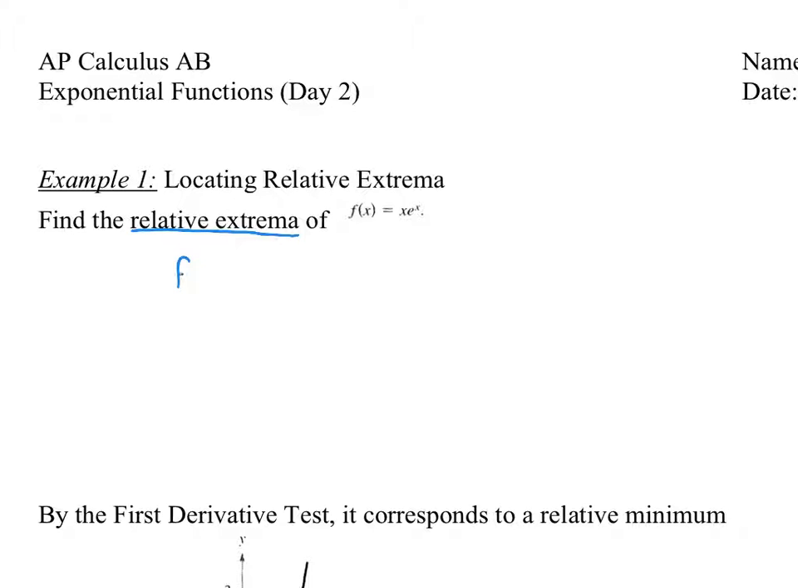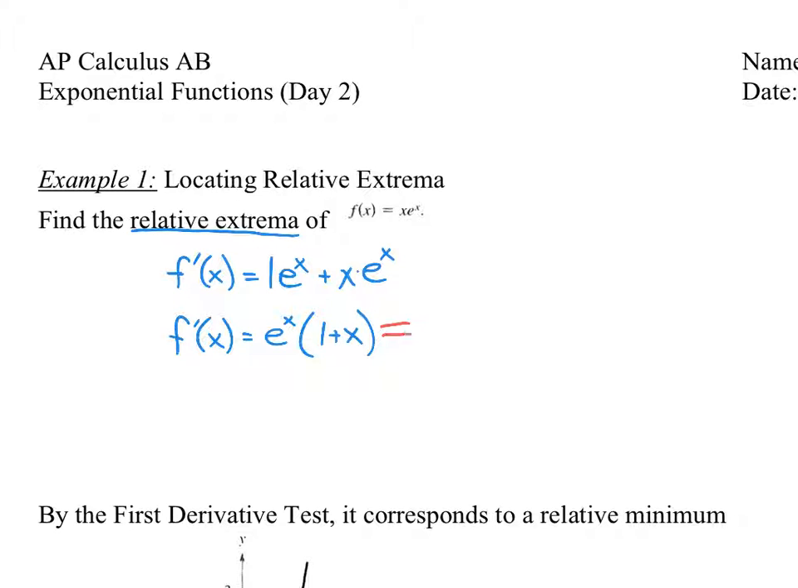Okay, so f prime of x, using our product rule, we have the derivative of x is 1 times e to the x plus x times the derivative of e to the x, which is e to the x. Okay? So, f prime of x equals e to the x times 1 plus x. And that's important because we're trying to find relative extrema, so we take the derivative and do what with it? Set it equal to 0. We solve it for where it equals 0.